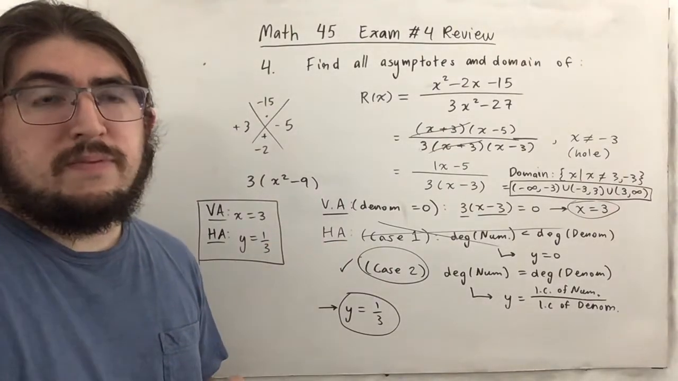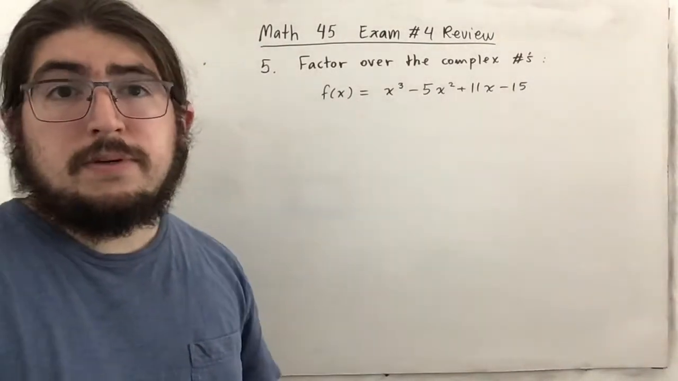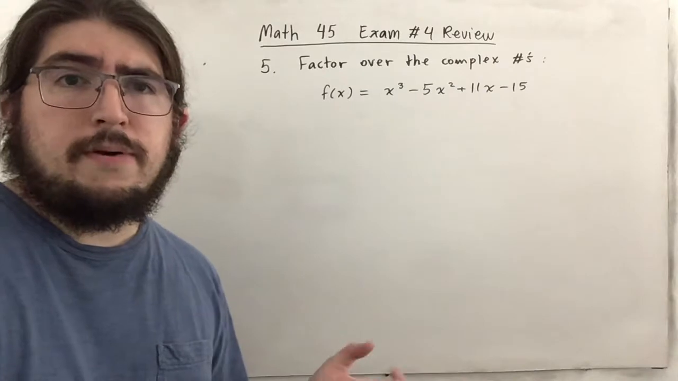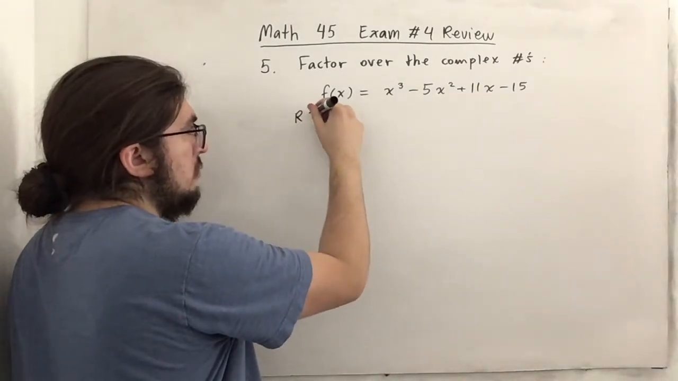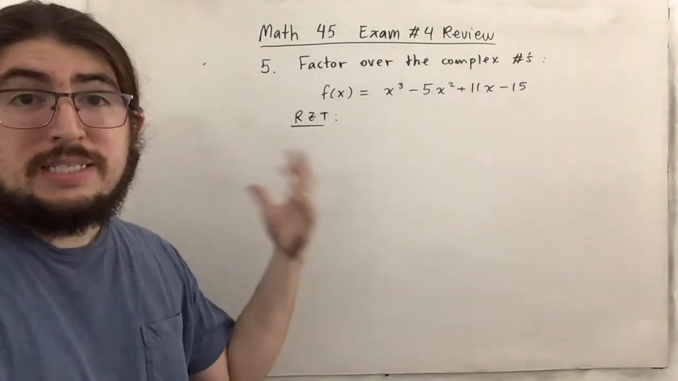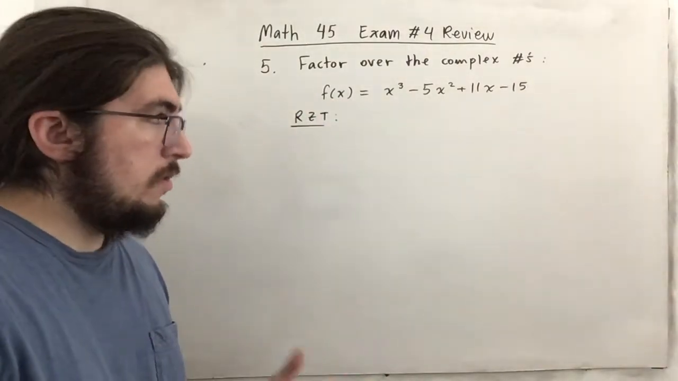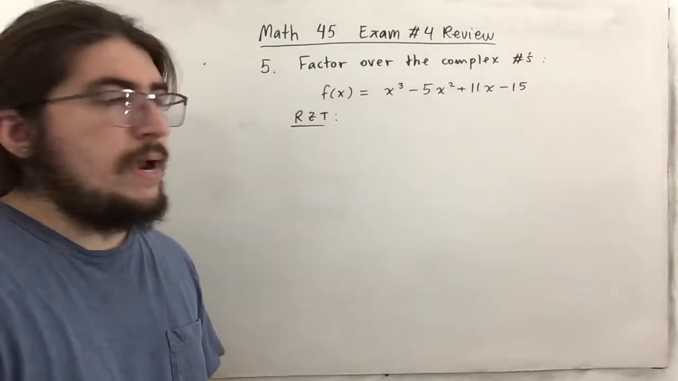So now moving on to number 5. For this problem we're asked to factor this over the complex numbers, so we may actually see i making an appearance here possibly. What I want to first use is the rational zeros theorem, and in fact I give a hint in the review that says use the rational zeros theorem along with the quadratic formula possibly, and I even mentioned synthetic division, and we'll actually see that right now.